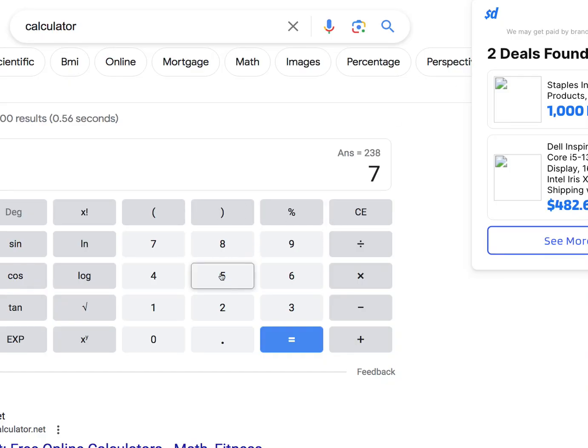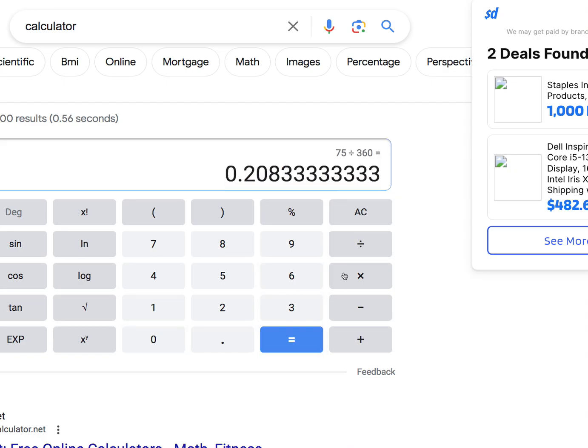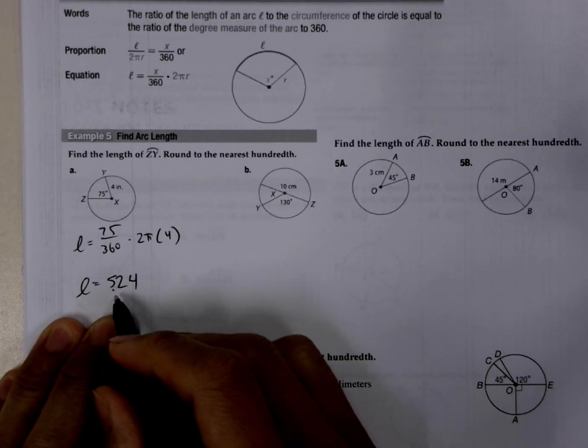So we got 75 divided by 360 times 2 pi times 4 is there. We're rounding to the nearest hundredth place, so the length of this arc is going to be 5.24. And we're rounding to the nearest hundredth, and since the thousandths place is a 5, we're going to increase the 3 to a 4. And so that's what we get, 5.24.